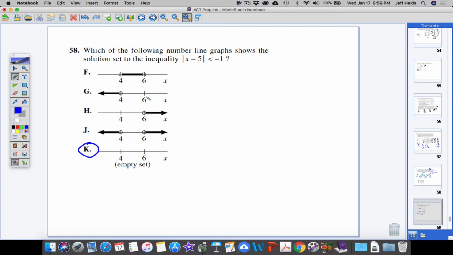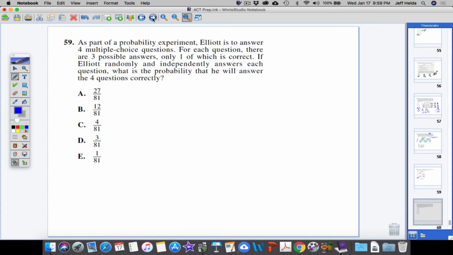We can work some absolute value problems in our review, and we will do that. But if you ever get absolute value of something has to be less than 0, it can't be. It can be 0, but it can't be less than 0. So in this case, the answer is K.